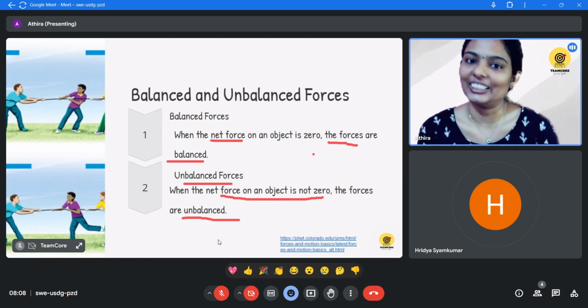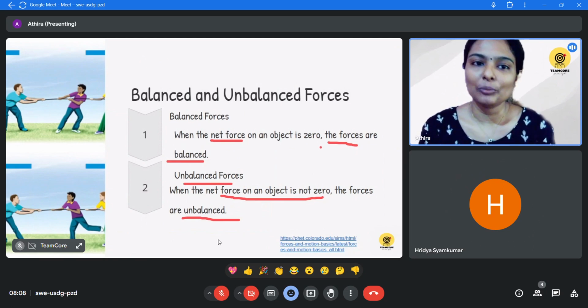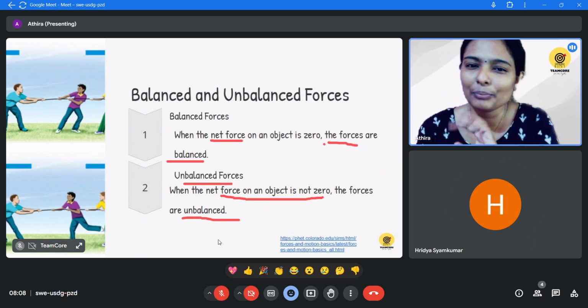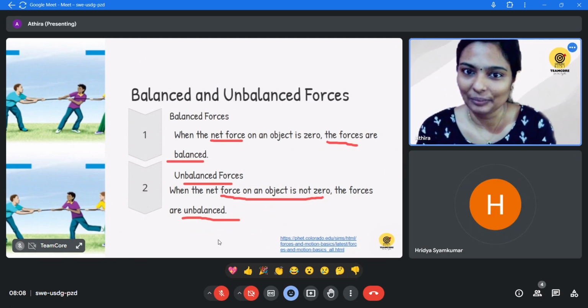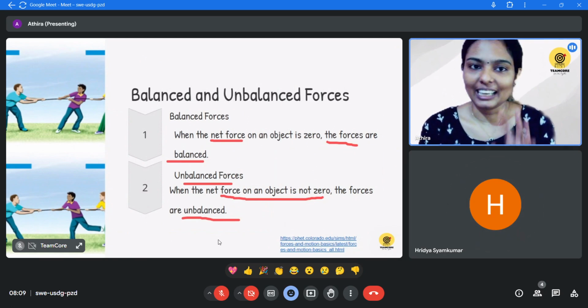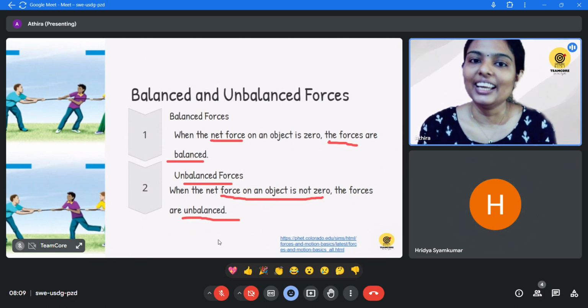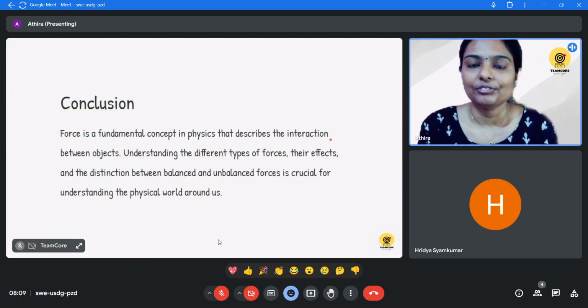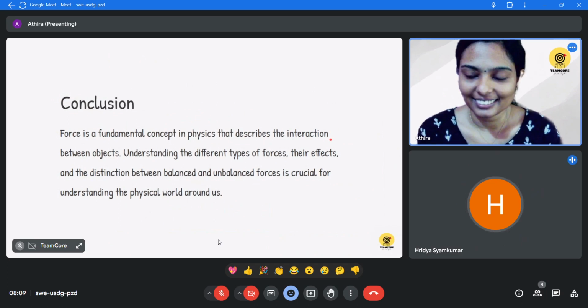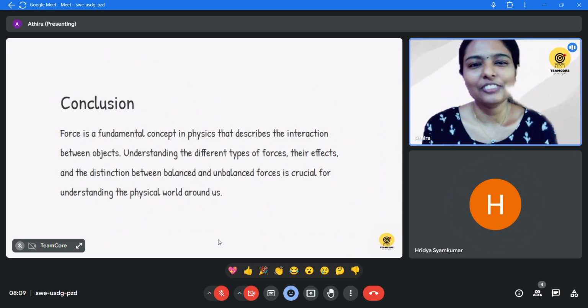Okay. So we have learned about some basic concepts of force in this class, right? So now it's time to revise the topics we have learned in this class. So what have we learned in this class? First, we learned about the definition of force, right? Can you remember the definition of force?